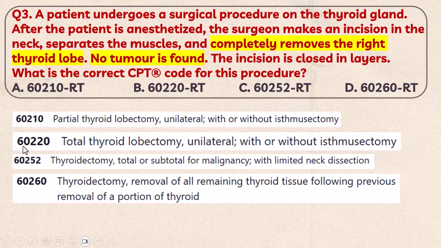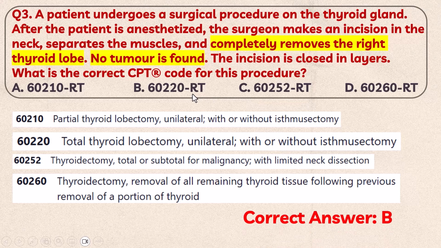When you look at other answer, 60,220 is total thyroid lobectomy, unilateral with or without isthmusectomy. So that is the case here. Also, there's no tumor involved. When you look at other answers, thyroidectomy, total or subtotal for malignancy. So if there's a malignancy available, you have to go for this code. But there's no malignant, only the one lobe is removed. So you can use the code 60,220 and you have to use the modifier RT, right, for the unilateral one side. So the correct answer will be answer B.